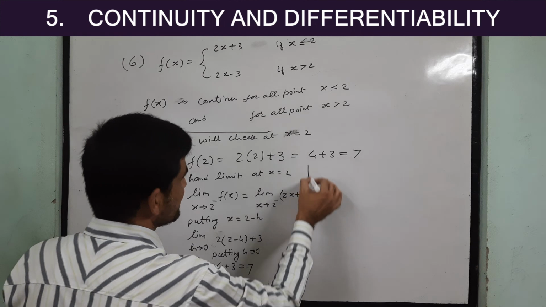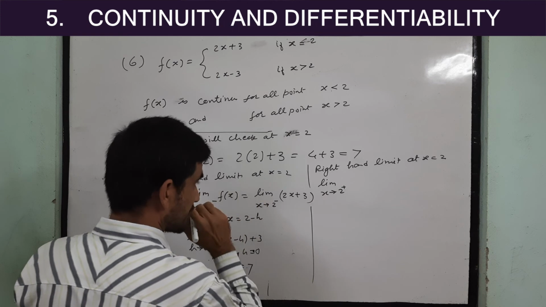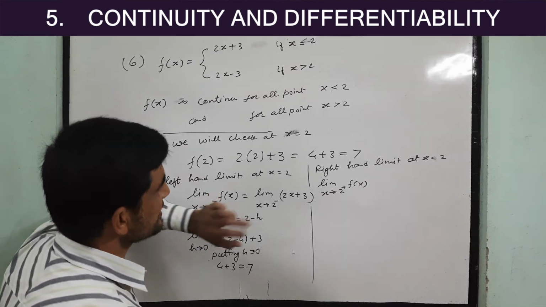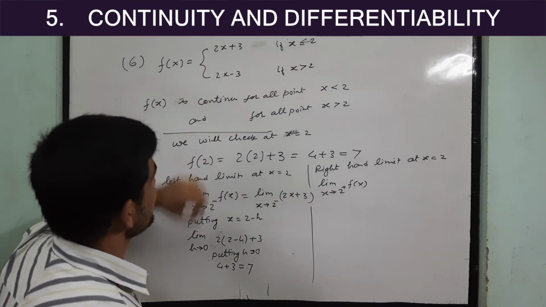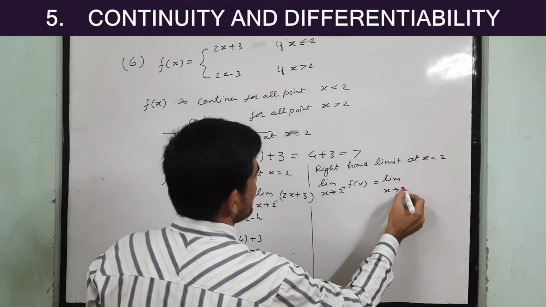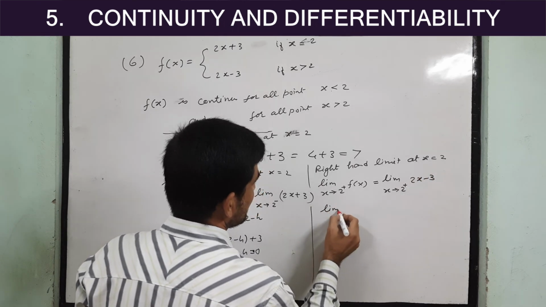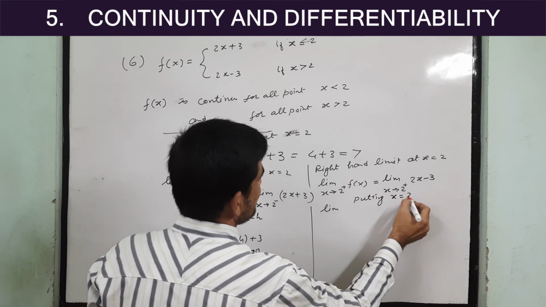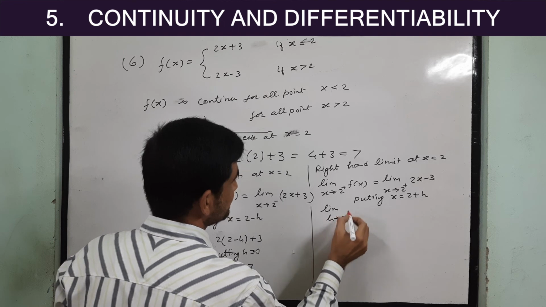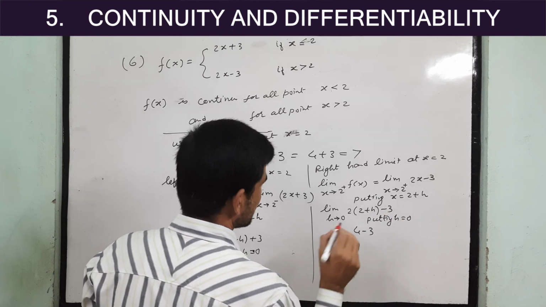Now we will take the right hand limit also. Limit x tends to slightly more than 2. Just see, when you take more than 2, greater than 2, then the function is defined in another manner. How is it defined? 2x minus 3. So x is slightly greater than 2, we have 2x minus 3. So here to solve this, we will put x equal to 2 plus h, where h is a very small quantity tending to 0. When you put h equal to 0, we will get 4 minus 3, that is 1 only.